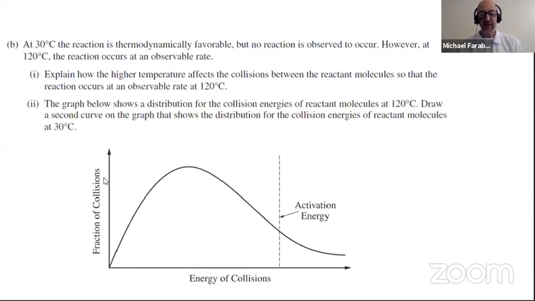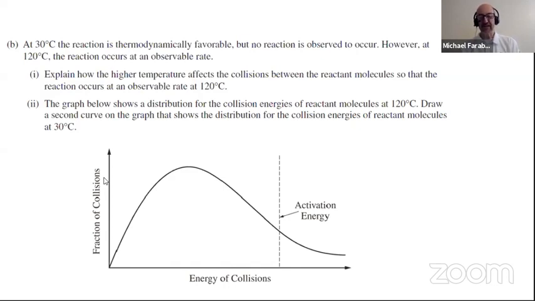It should not surprise you that when you raise the temperature of a reaction, you are going to increase the reaction rate, but you have to explain why. So explain how the higher temperature affects the collisions between the reactant molecules so that the reaction occurs at an observable rate at 120 degrees Celsius. It would not be acceptable to simply say higher temperature leads to a higher rate. You have to talk about the collisions. And I would probably at this point encourage you to mention activation energy. That is a key part of it.